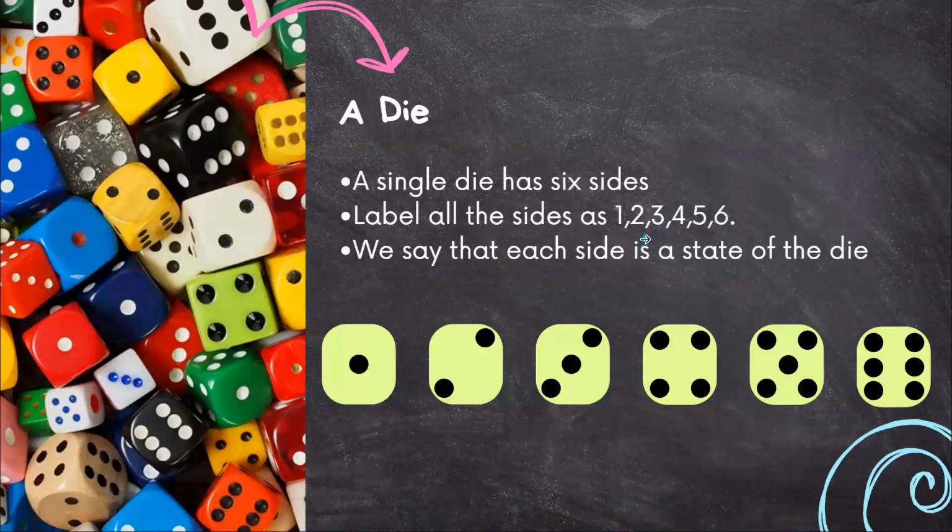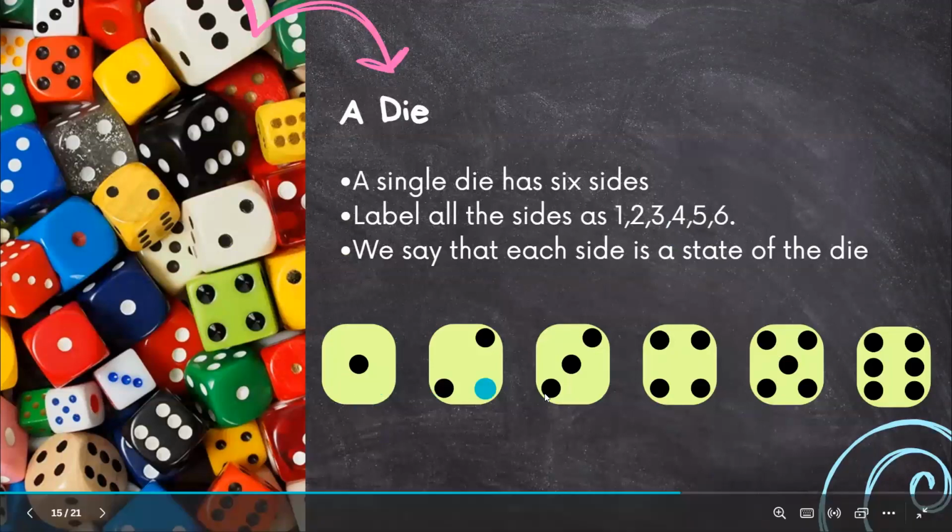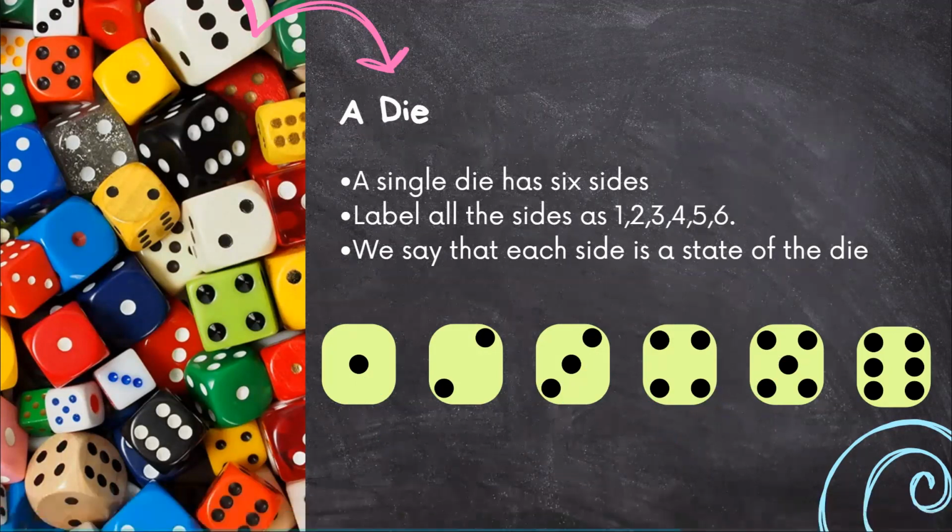right? And we call each side of the die, again, like we called each side of the coin as the state of the coin. In the same way, we are going to call each side of the die as the state of the die. So a single die has a total of 6 possible states, right? 1, 2, 3, 4, 5, 6. These are the total possible states that a single die has.